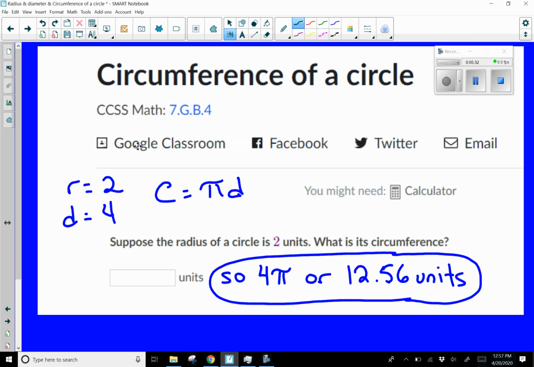Okay, again, I'm just going to write up top here, pi is approximately equal to 3.14. So they say, suppose the radius of a circle is 2 units. What is its circumference? Here again, I'm starting with my circumference formula, C equals pi times diameter. If my radius is 2, that means my diameter has to be 4 because it's twice my radius. So in terms of pi, that will give me an answer of 4 pi. If I multiply 4 times 3.14, I'm going to get 12.56 units.